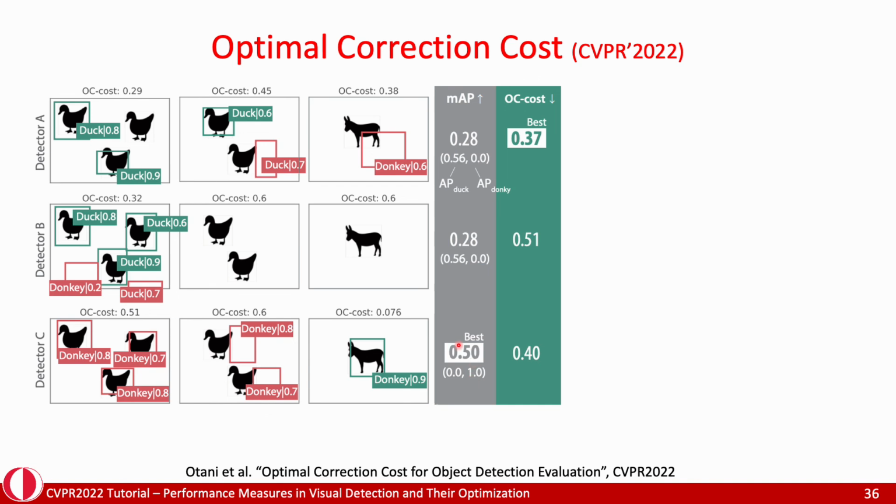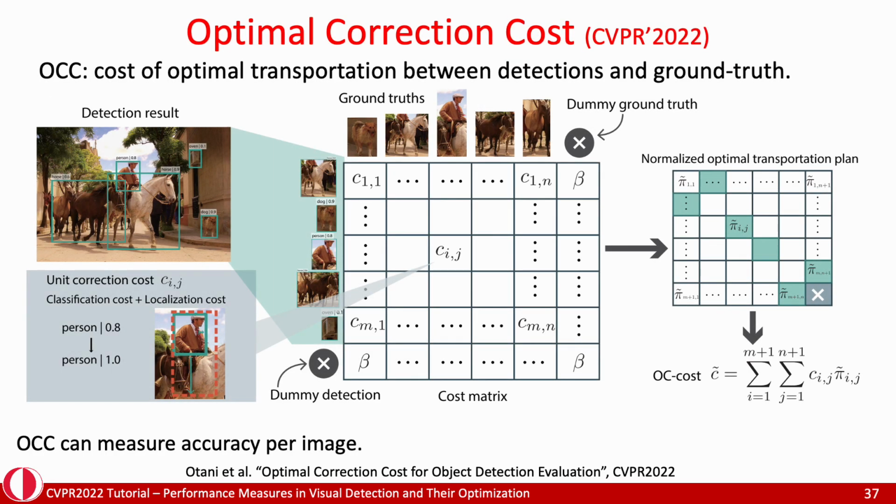On the other hand, detector A and detector B achieve equal AP scores, 0.28, although their correct detections are not distributed homogeneously. The first one gets 2 correct detections in the first image and 1 correct detection in the second image, but the detector B gets all the detections correctly in the first one, but none in the second one. So this example basically illustrates the biases of AP over images and over classes as well. As a fix, the authors propose the optimal correction cost.